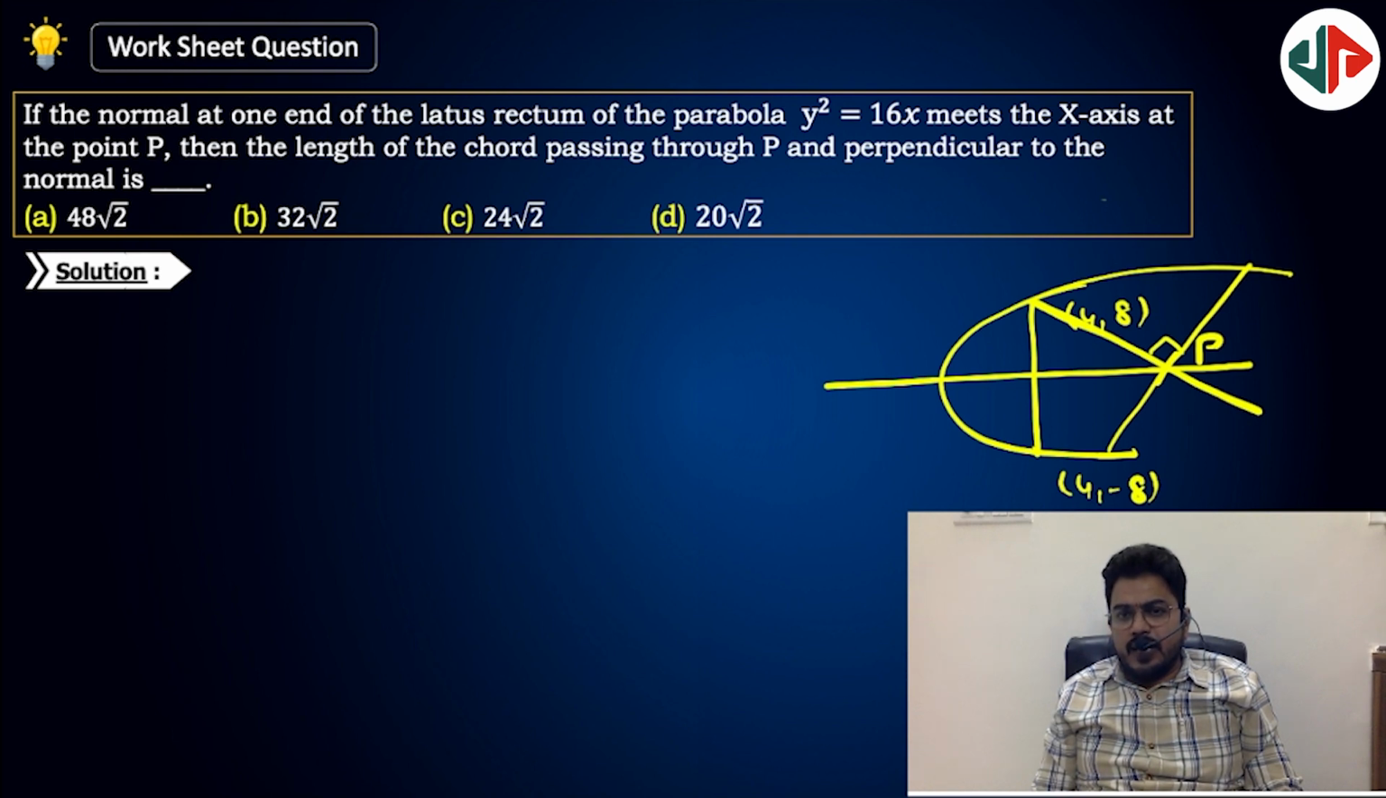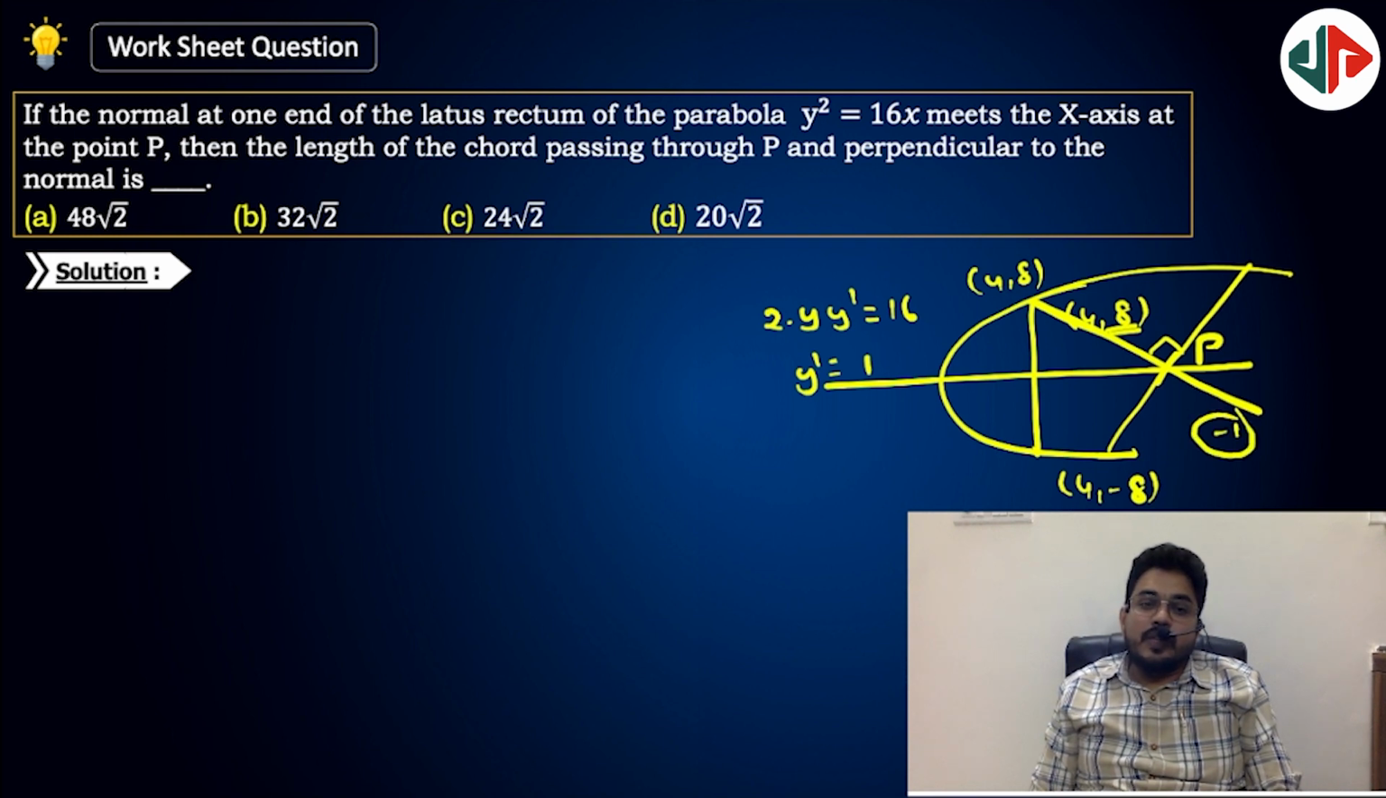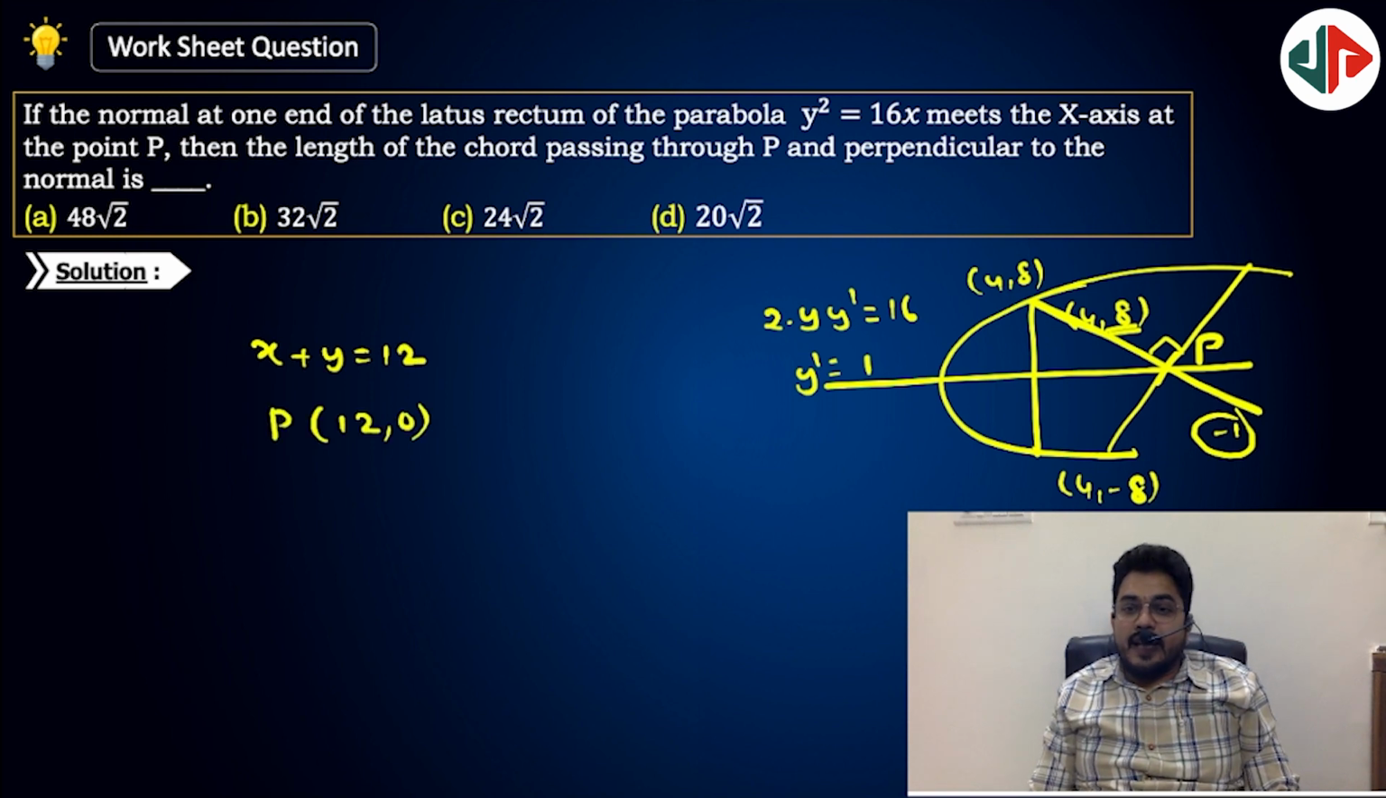So what is the normal at 4 comma 8? Slope of the tangent: 2y y dash is equal to 16. So y dash is equal to 1. Slope of the tangent is 1. The normal has slope minus 1 passing through this point. So x plus y is equal to 12. So the point P is 12 comma 0. And this line equation is with the slope 1. So that equation is x minus y is equal to 12.